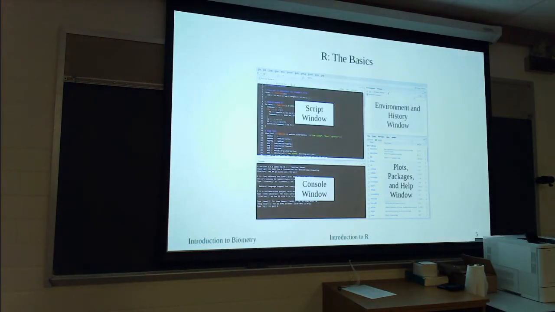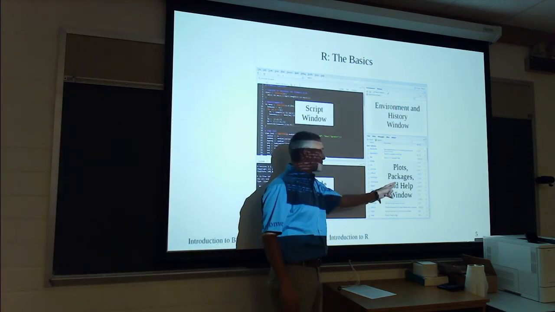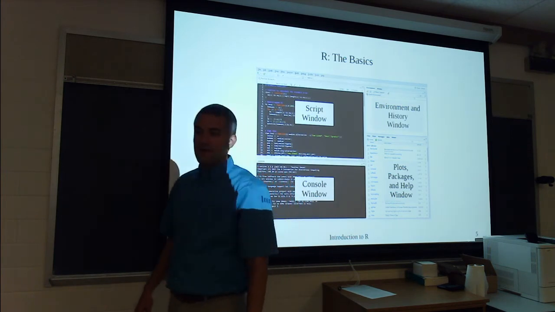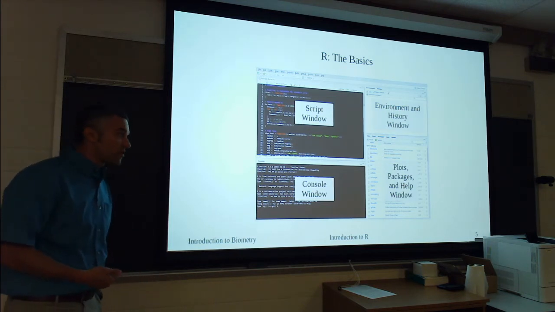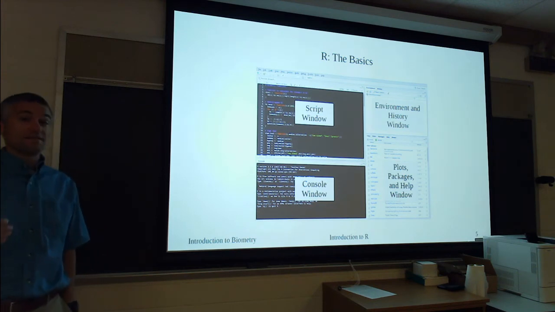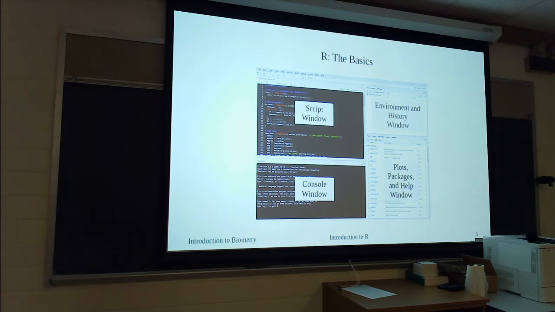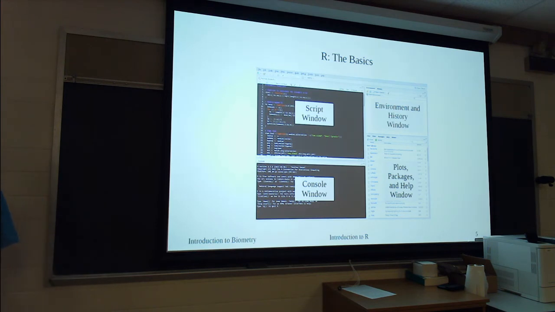There it is. Environment and history window, that's up here. And then this is our plots, packages, and help window. We're going to introduce you to all of these different things. The environment history window shows you what variables are loaded in memory. It'll show you all of the commands that you executed in the past, which can be useful if you accidentally delete your script and you're like, oh crap, what did I run? If the undo function doesn't work, you just go back to your history and it shows you everything that you ran.